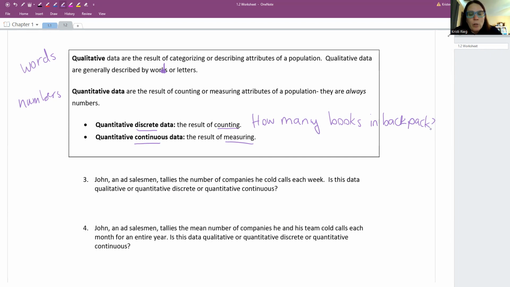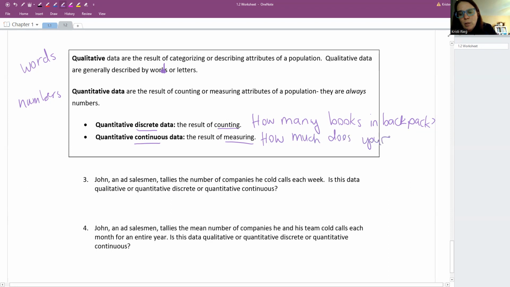Continuous is the result of measuring. So we would say something like, how heavy is your backpack? Or how much does your backpack weigh? Oh gosh. Spelling is not my strong suit. I don't even know where that T came from. Weigh. That's going to be something that you use a tool to measure it with, like a scale. And that's going to possibly be a decimal.